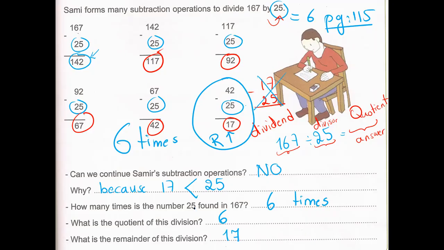So when I say find the quotient of the division, or let's divide 167 by 25, we will subtract them several times. I always subtract by 25. We stop when we can't continue. When we get a number less than 25, we have to stop. Then I count how many times we made subtraction: 6 times, so the quotient is 6. I look at the last answer, which is 17, so the remainder is 17.